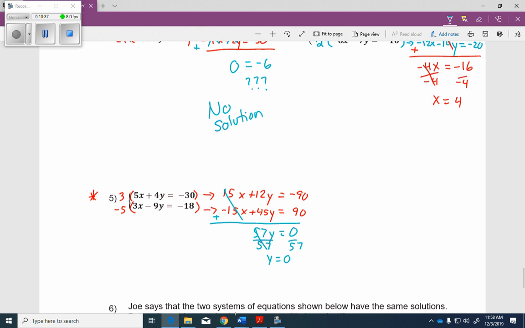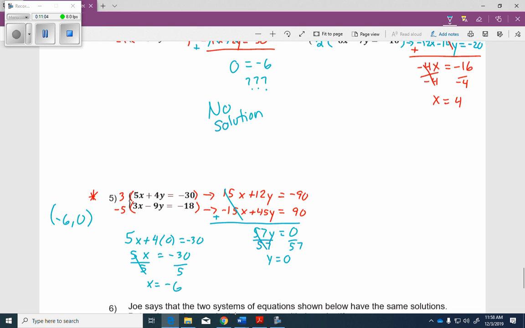Now I take this and substitute it into one of the original equations. I'll just pick the top one. This is a 0, so I'm not even going to write it down. I get that x is negative 6. So the answer is negative 6, comma 0.